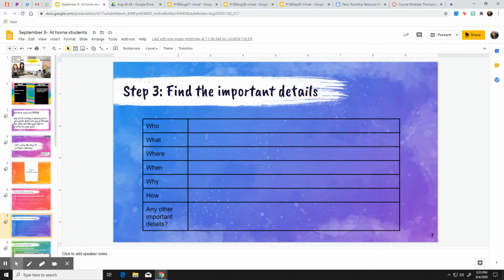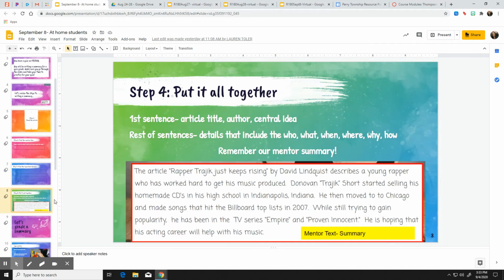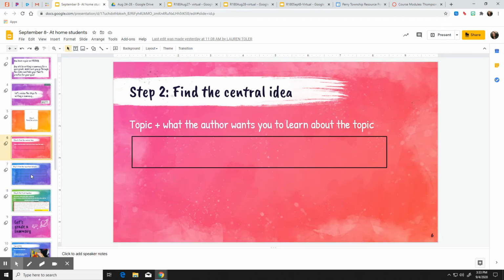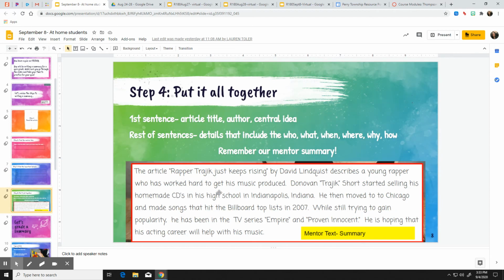Then we fill in this chart: the who, what, where, when, why, and how, and any other important details. I told my class they didn't really have to worry about the how as much as this stuff right here. As long as you can do that, I am good with that. Step four is putting it all together. After you do the central idea and get the details, you put it all together in a coherent paragraph, something that's properly written, includes all the details, but doesn't ramble on or repeat yourself.